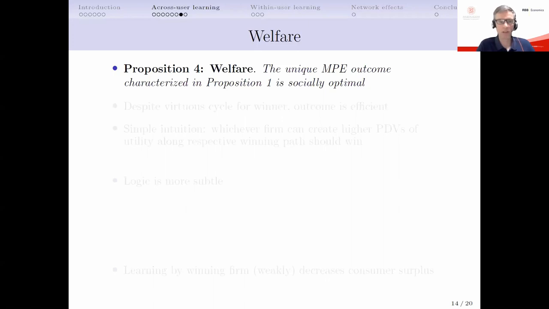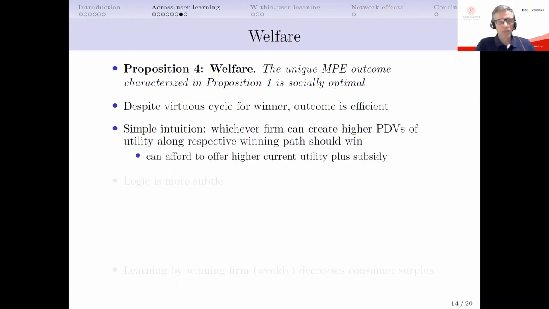always. Okay, so despite the virtuous cycle for the winner, where the winner gets more data, they get a better product, it makes it even easier for them to win, and they extract more surplus, the outcome is efficient in the sense that the right firm wins in every period. And a simple intuition for that is, you could think of this as somewhat like an asymmetric Bertrand model, albeit in a fully dynamic model. And so whichever firm creates higher future utility along its respective winning path should win, right? Should be able to offer greater subsidy and win.